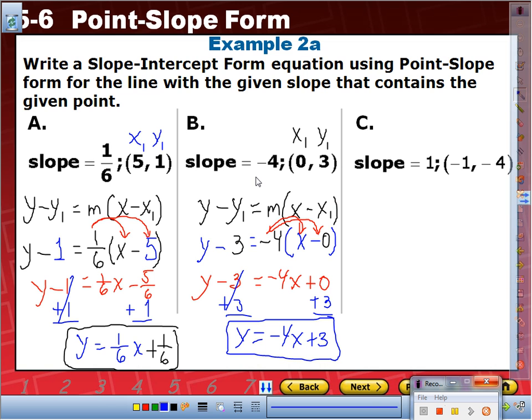Okay, now that we did this one together, do this one by yourself. Do C. Slope 1, point negative 1, negative 4. Let's see if you see what I see. See what I did right there? All right, go.